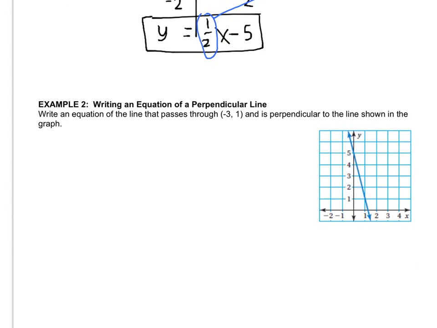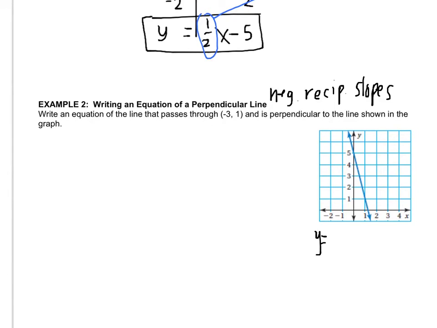If you want to write the equation of a perpendicular line, remember perpendicular lines have negative reciprocal slopes. So, do you remember what negative reciprocals are? I hope so. Write an equation of the line that passes through -3, 1 and is perpendicular to the line shown in the graph. So let's figure out the equation of the line in the graph.